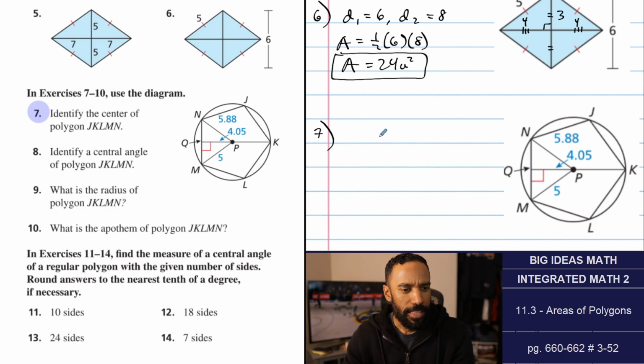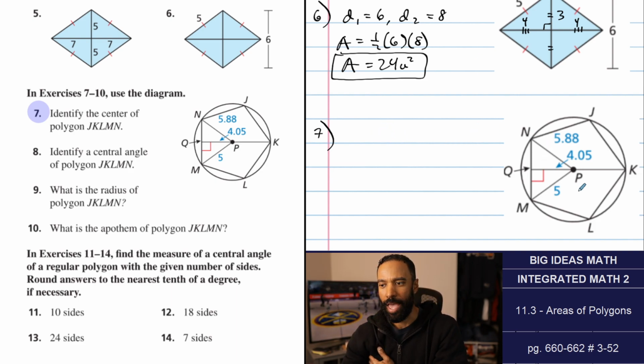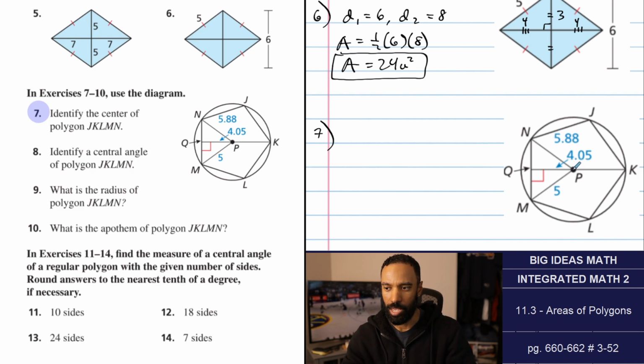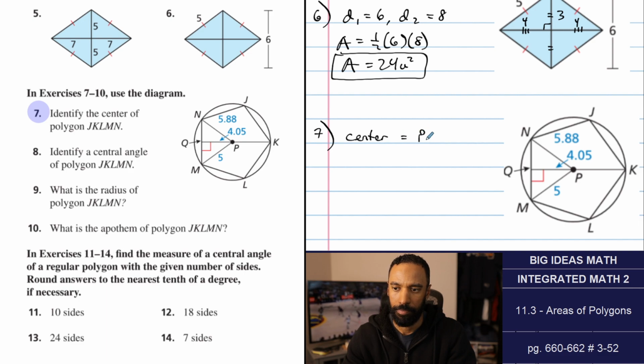Number 7, identify the center of polygon JKLMN. The center of the regular polygon is the same as the center of the circle. It is P. Center equals P.